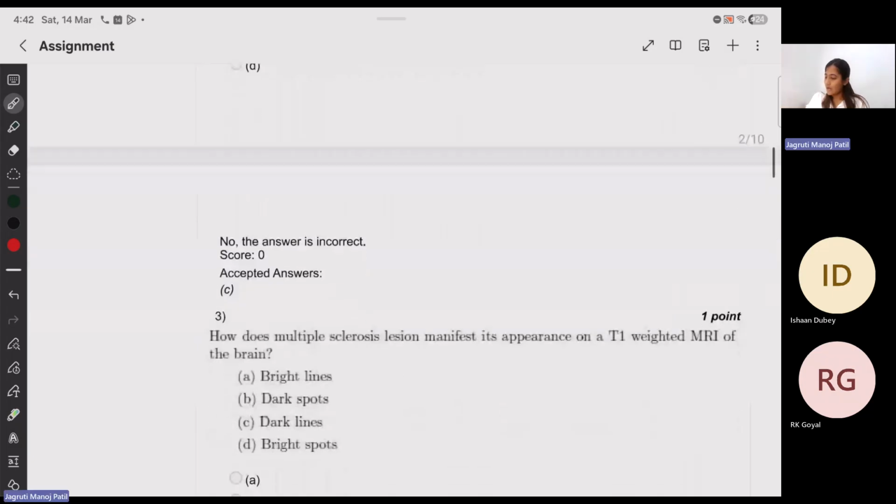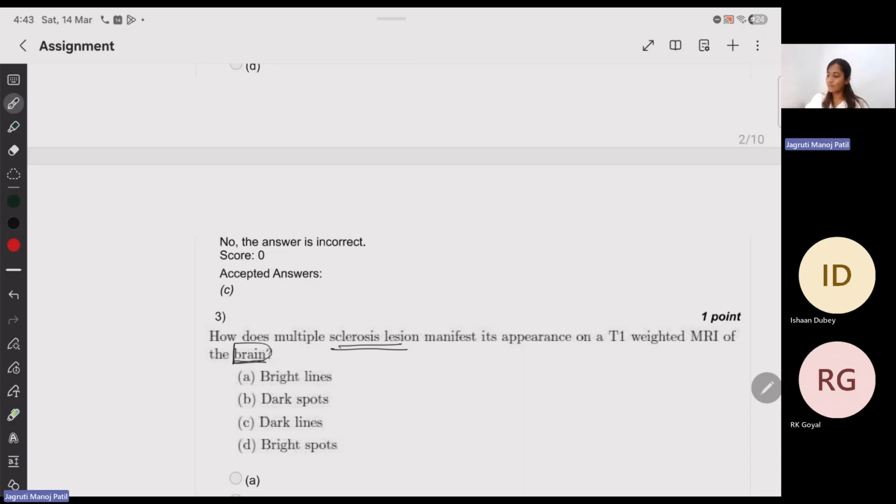How does multiple sclerosis lesion manifest its appearance on a T1 weighted image of MR? So we looked at why T1 and T2 were varying. What is sclerosis is something which will eventually eat up all the vessels. And in this case, we are looking at, let's say, eye or can be CT also. They haven't specified. Oh, sorry, it's brain. So when it's MR, of course.